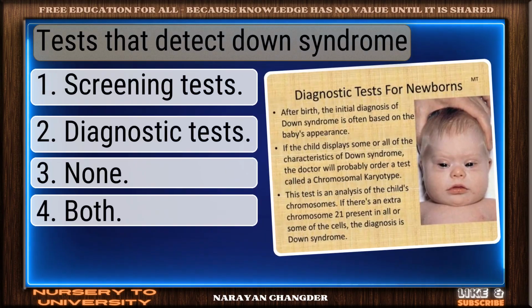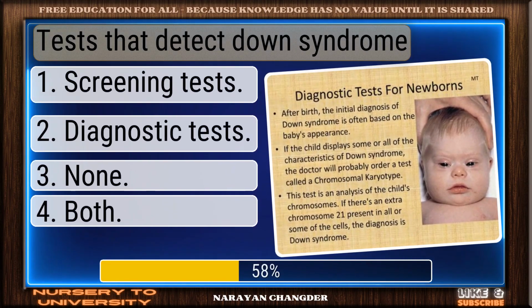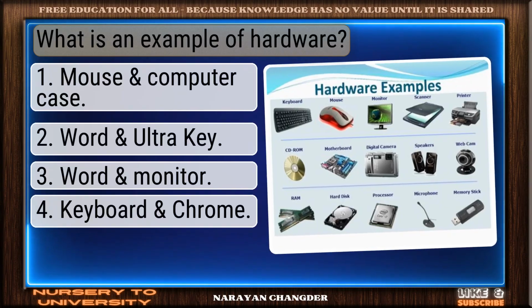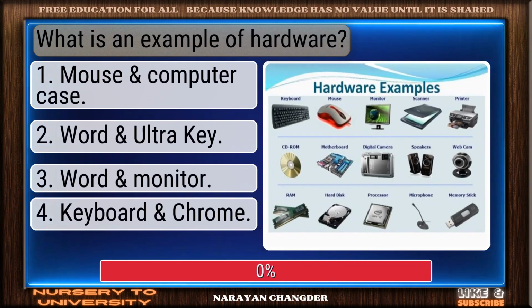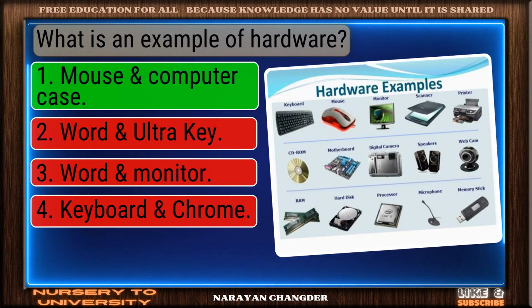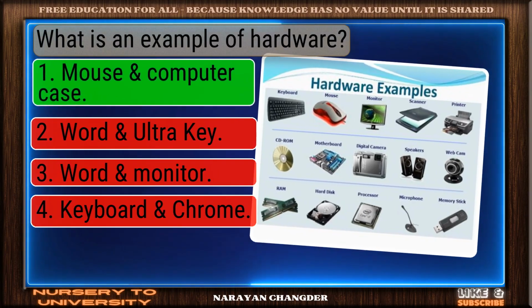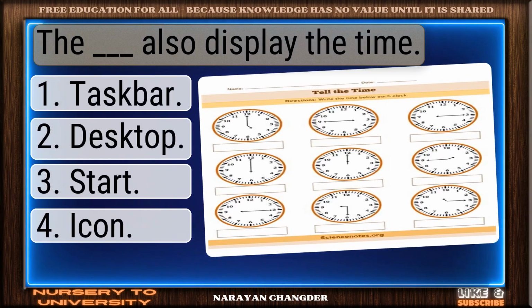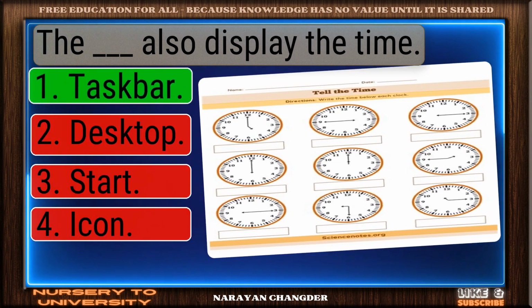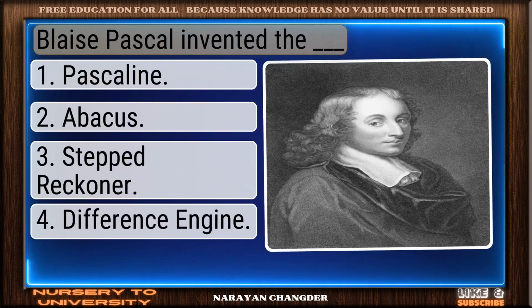Tests that detect Down syndrome. Great thinking. Both is right. What is an example of hardware? Nice selection. Mouse and computer case is correct. The dash to also display the time. Perfect. Taskbar is the one.